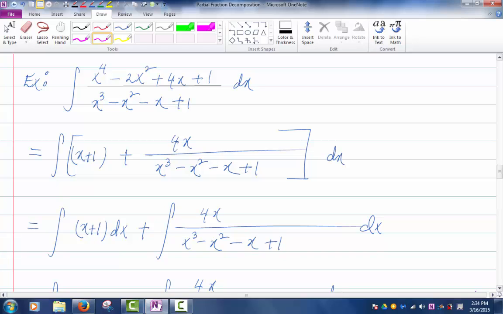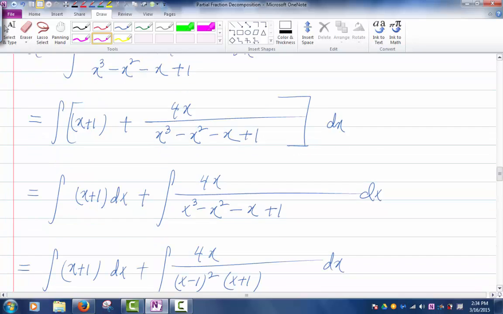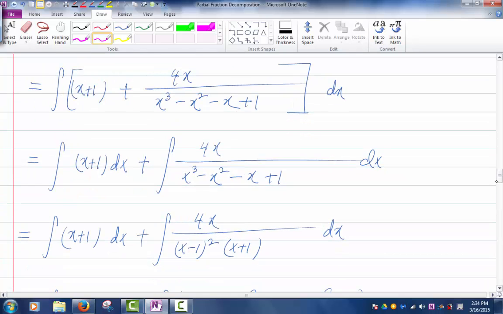Once I have this, we already know how to integrate x plus 1, right? That's just the integral of a polynomial. We know what to do by using the power rule. So now we concentrate on the integral of 4x over x cubed minus x squared minus x plus 1. That's a proper fraction. We can use partial fraction decomposition on it.